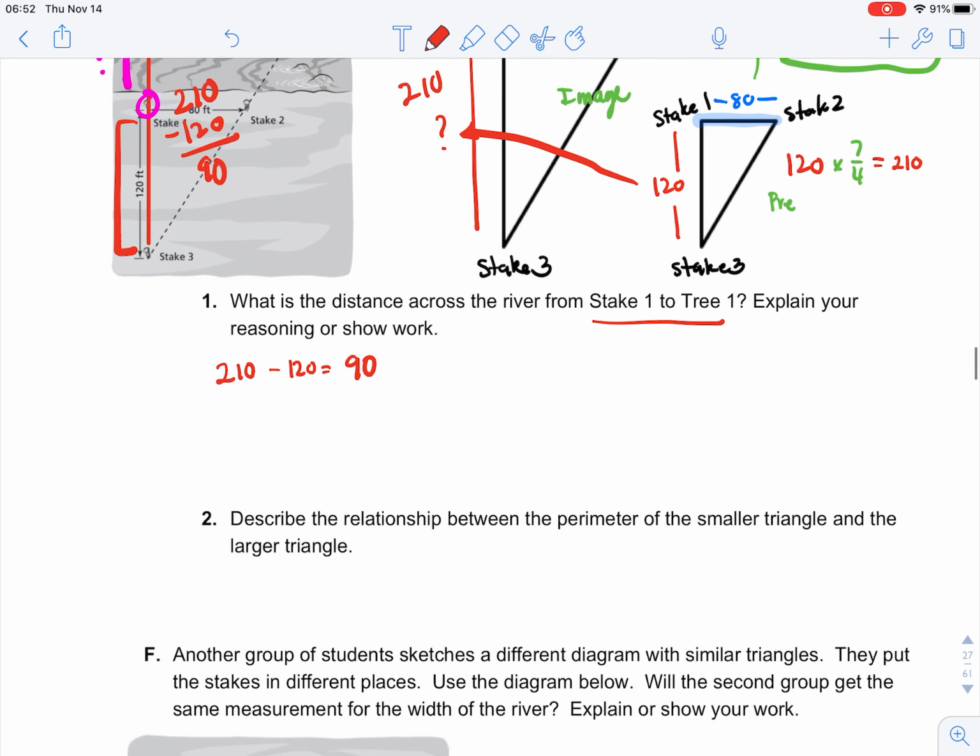Now that is not an explanation. To explain that, we need to find, because stake 3 to tree 1 is 210 feet.